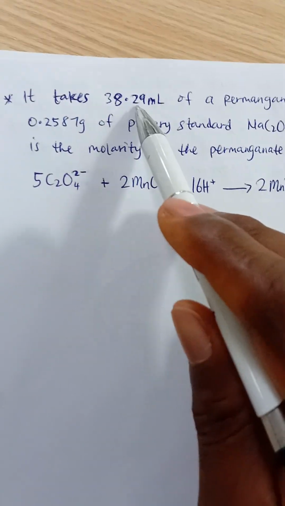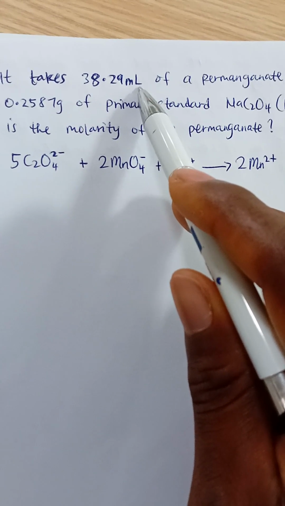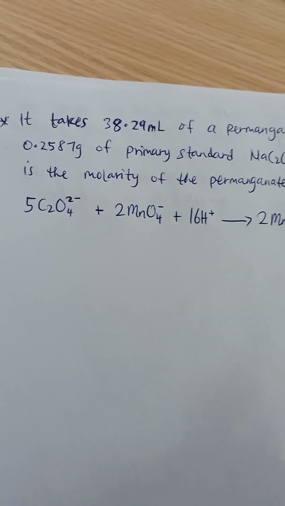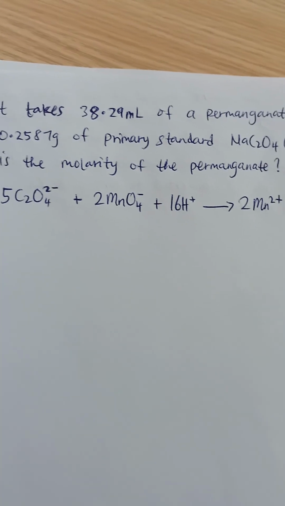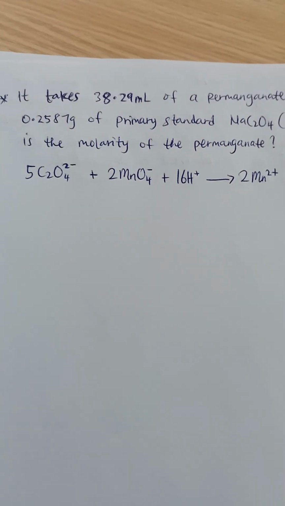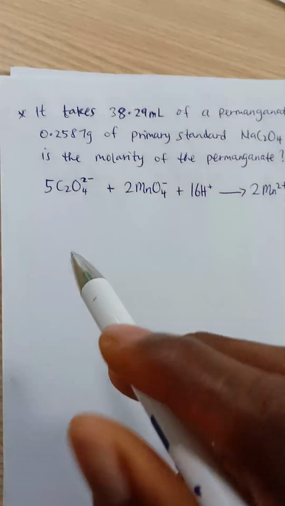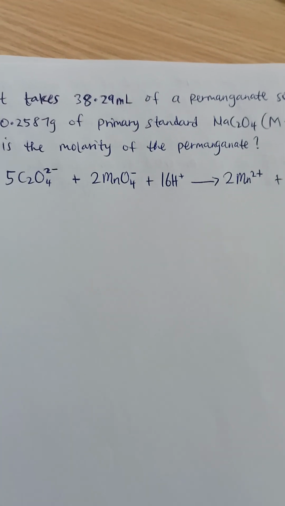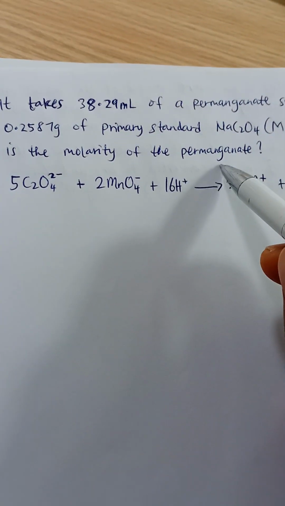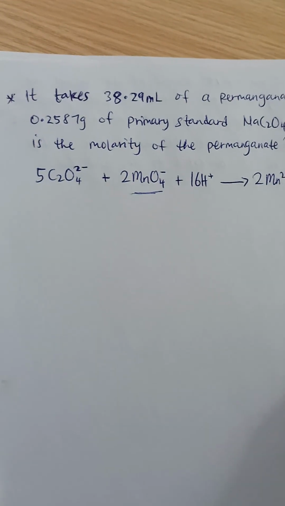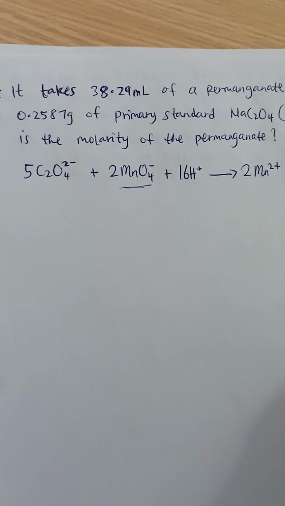It takes 38.29 milliliters of a permanganate solution to titrate 0.2587 grams of primary standard. They give us the molar mass and ask what is the molarity of the permanganate. And here they balance the redox reaction for us. So we have to find the molarity, which is the concentration of what? The permanganate. This is the permanganate. So let's see what we have to do.